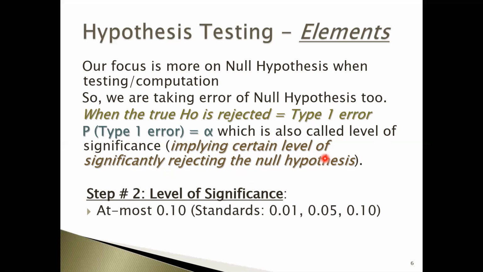We take the probability at most 0.10, and the standard values are 0.01, 0.05, and 0.10. The most used alpha is 0.05. When it is not given, we take 0.05. Otherwise, if it is defined by the researcher, we take any one of them.